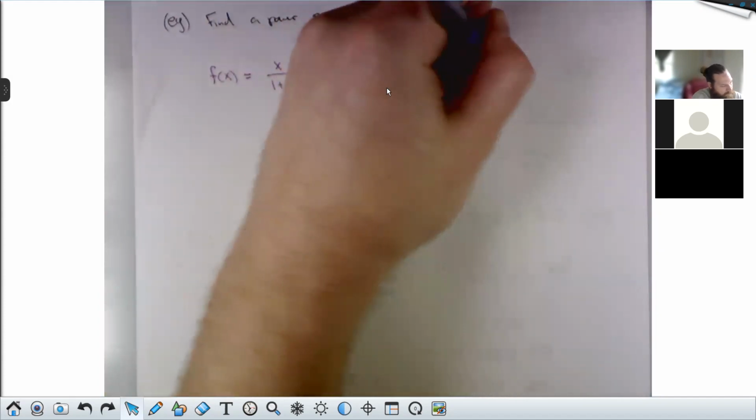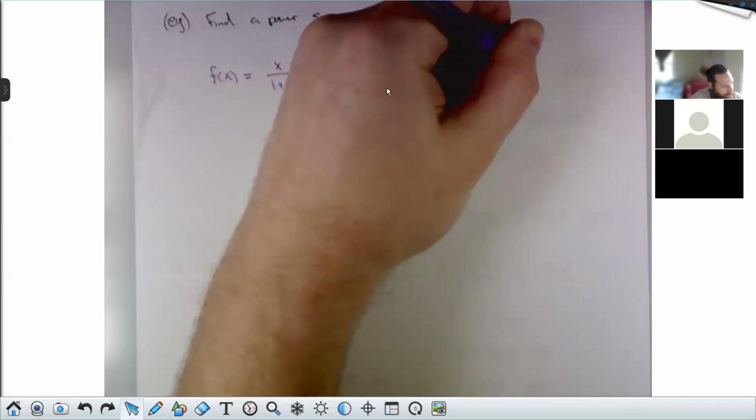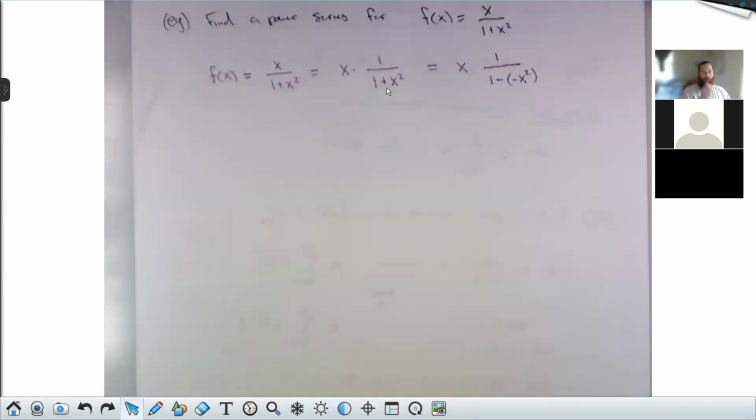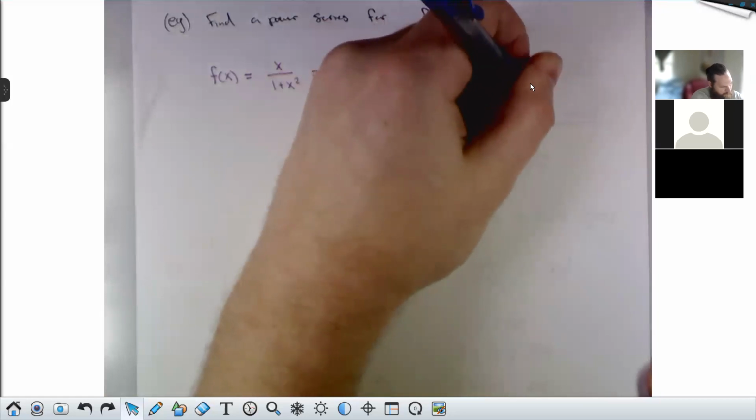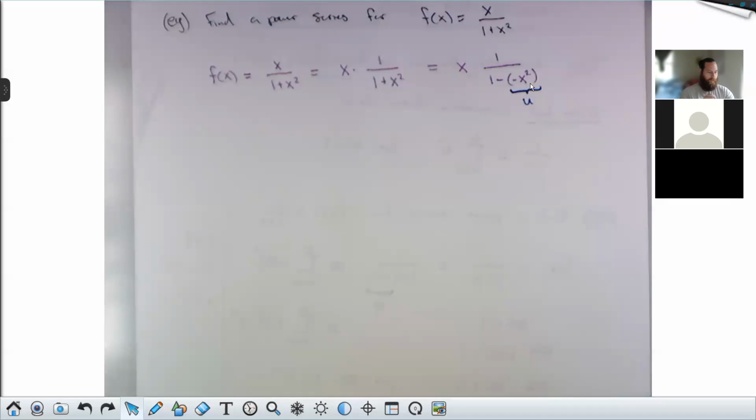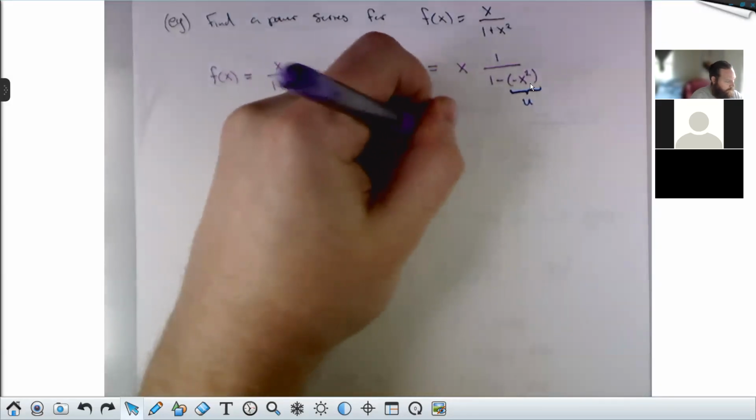I'm going to write that 1 plus downstairs as 1 minus the negative of, in this case, x squared. And be mindful, the square here is inside the parentheses, not outside. I don't want to square the negative. I just want to square the x because it's just the x squared here, and I need this to be the same as 1 plus x squared. But adding something is the same as subtracting the negative. So there's u. I can plug into my geometric series.